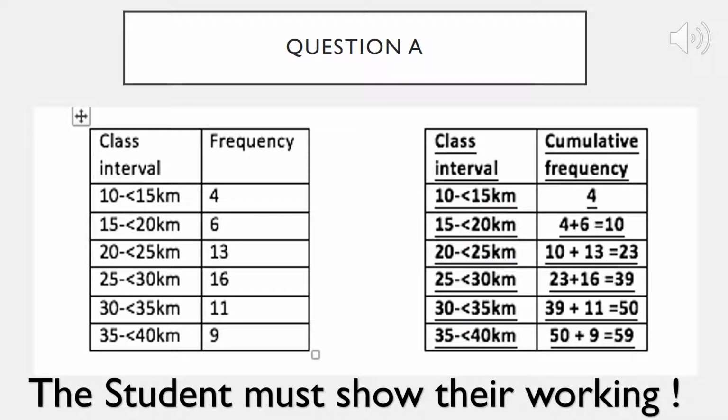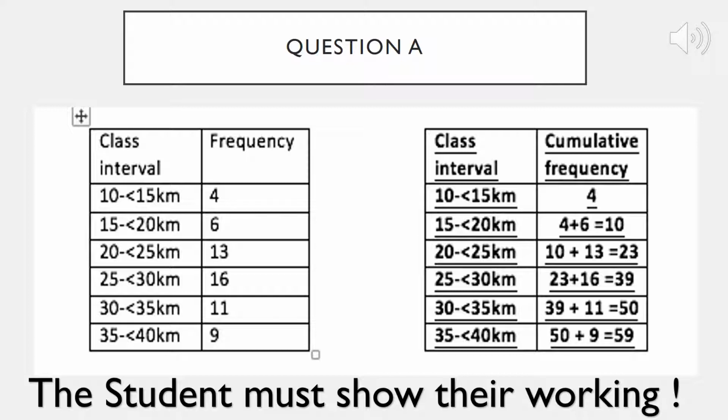The first step the student must take to solving this question is to draw a table very similar to the one that was given in the question, with the headings class interval and cumulative frequency. It is important to note that class intervals will remain the exact same as what they were in the question, although under cumulative frequency, the student will calculate the cumulative frequency, which is done by adding the frequency of the present point to the cumulative frequency of the previous point.